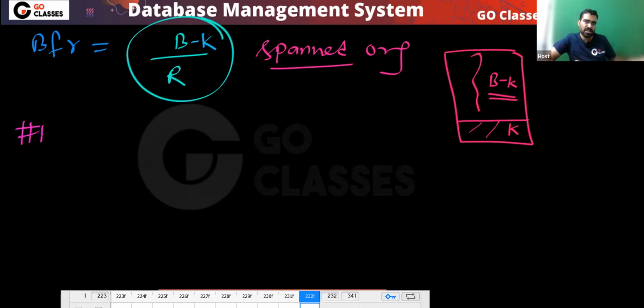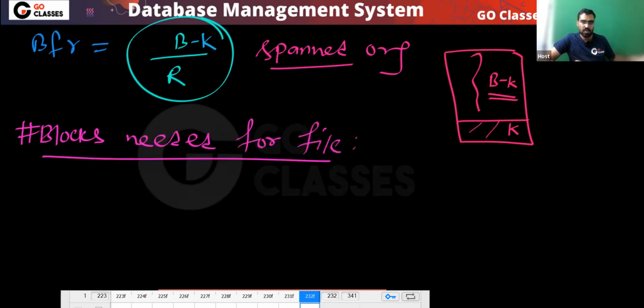Now, what is the number of blocks needed? Here you can use both the methods. Either you can say the number of blocks needed will be, this is the blocking factor. It means in one block, these many records you can put. So the number of records, small r, divided by the blocking factor.